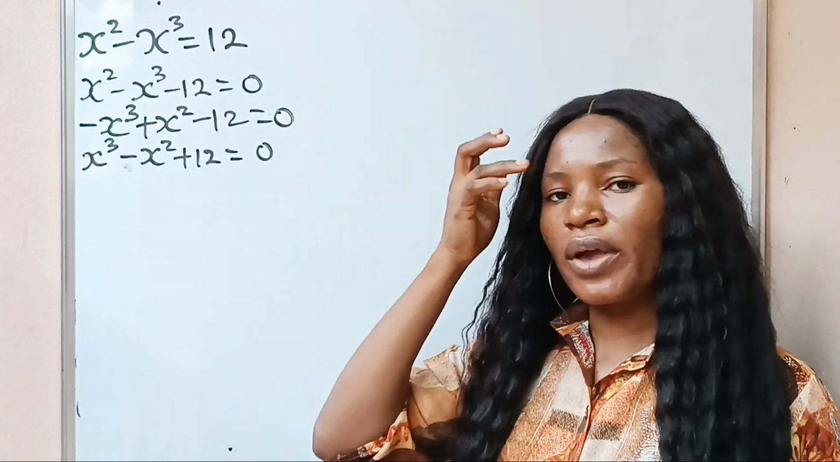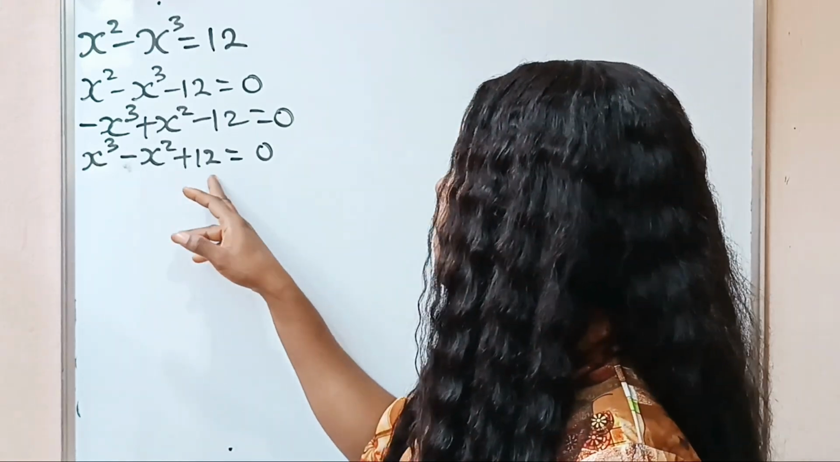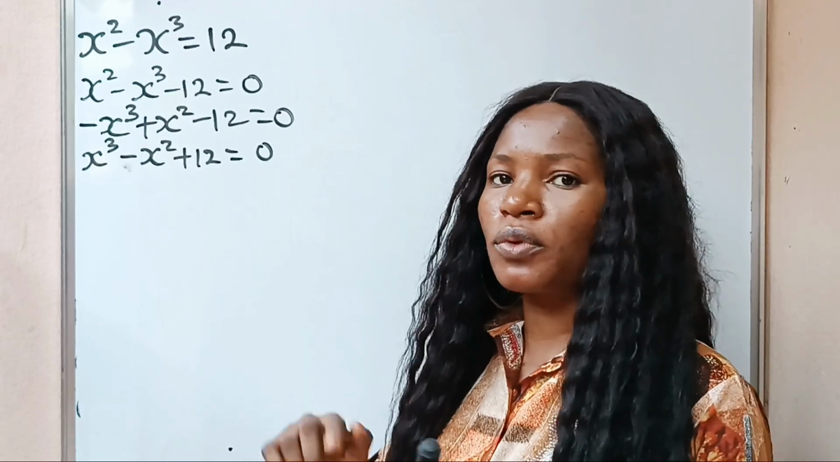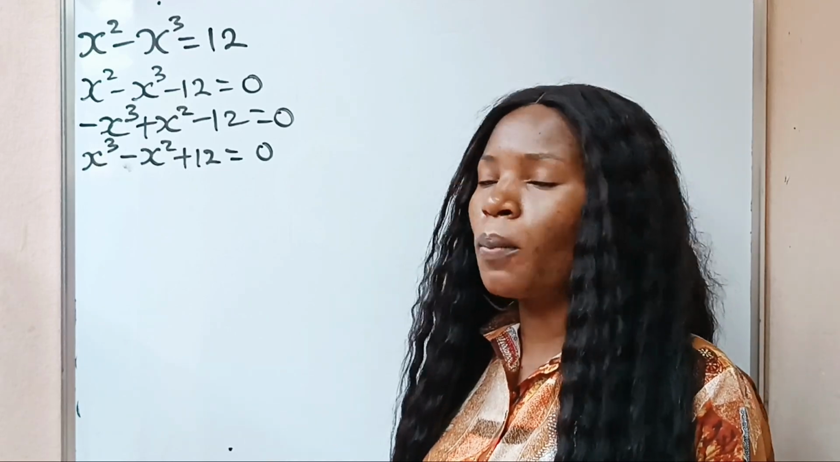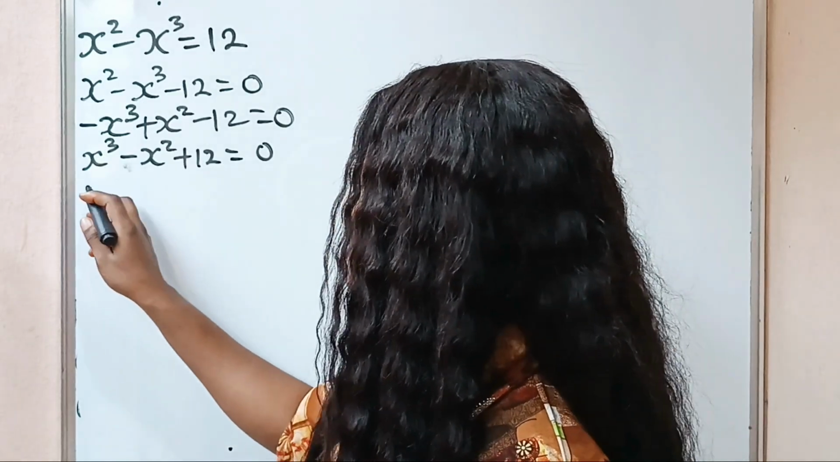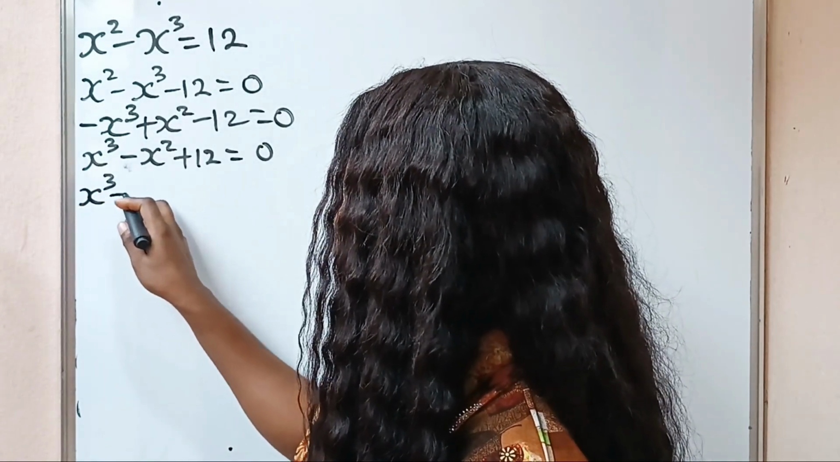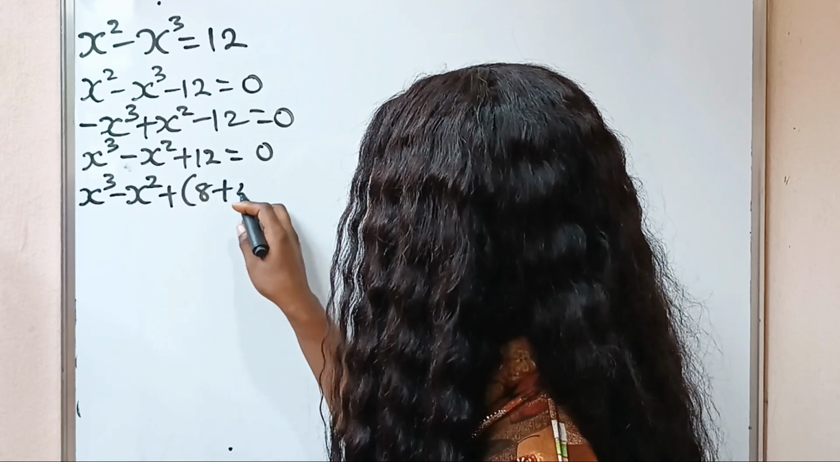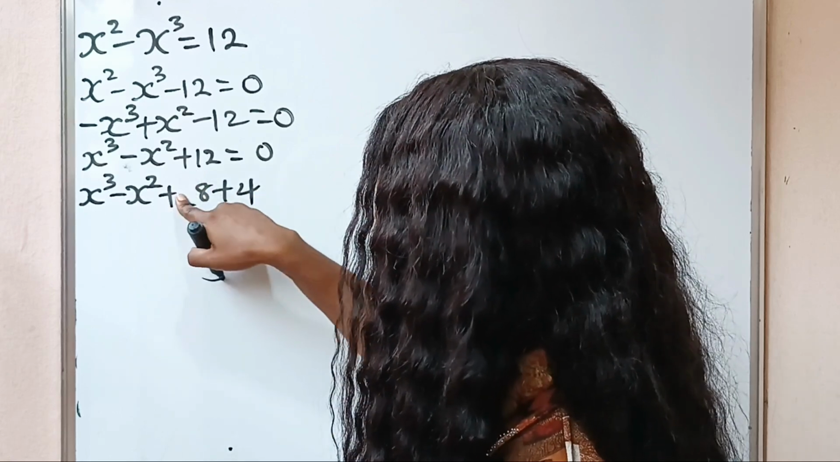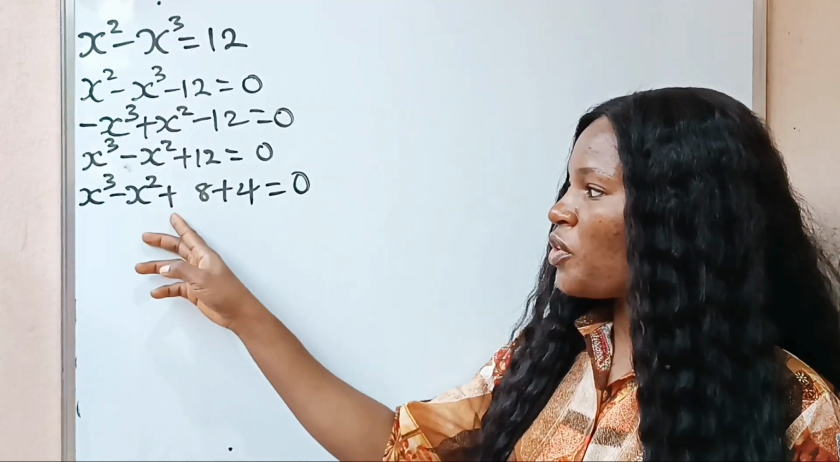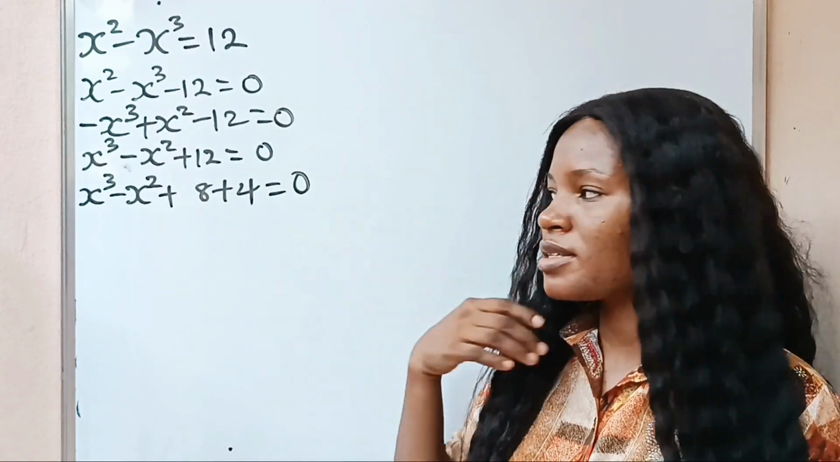Now we have a cube and we have a square. What two numbers, when we add them together, one of them is a cube, the other one is a square of the same number? That is 8 and 4, right? So we can write x to the power of 3 minus x squared plus 8 plus 4. Since this is positive, let me not waste time putting the bracket because the positive will not affect the value of our 8 and 4.